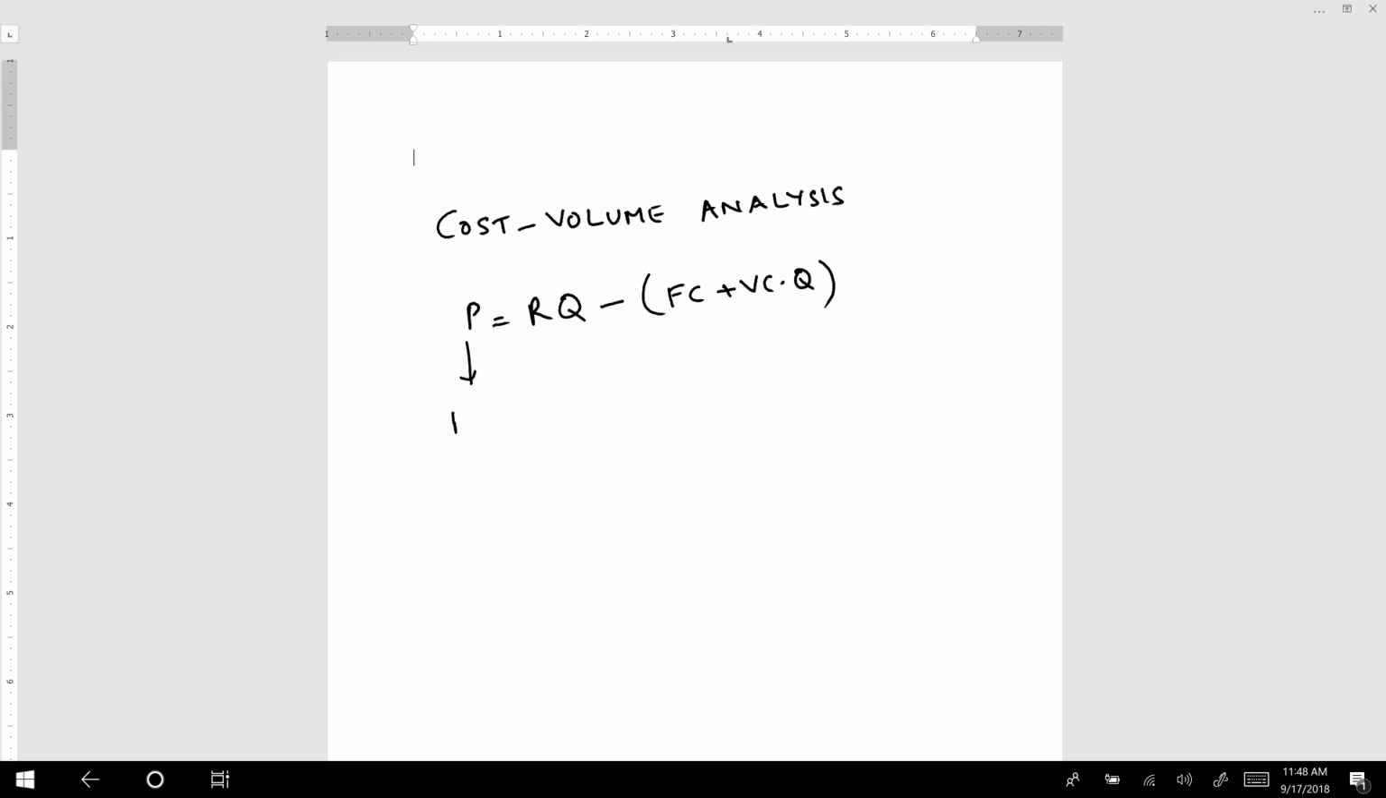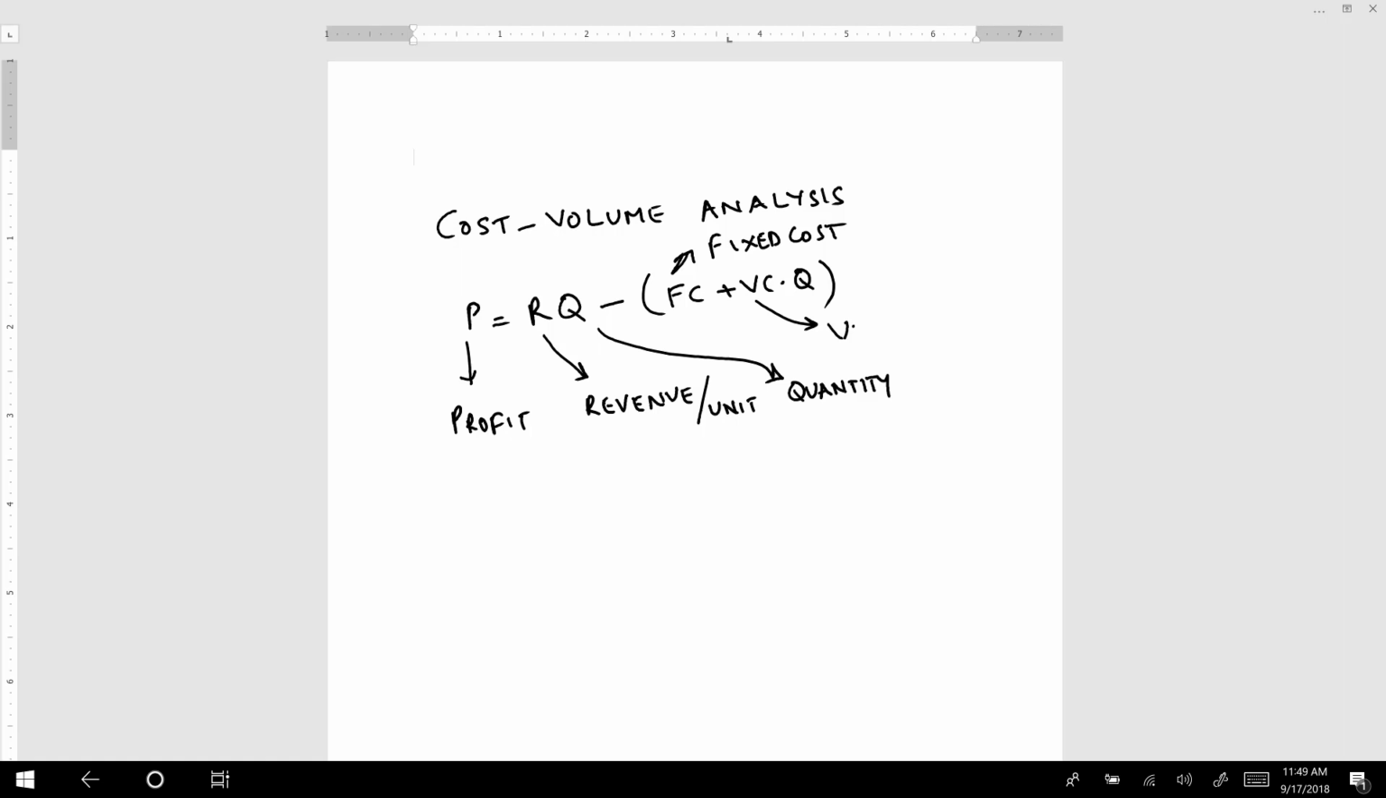So P is the profit, R is the revenue per unit of products sold, Q is the quantity of products sold, so it's a quantity, FC is the fixed cost, and VC is the variable cost. And then we have Q, which is again the quantity sold. So we will use this formula and manipulate as we require. I will try to solve a problem on this.